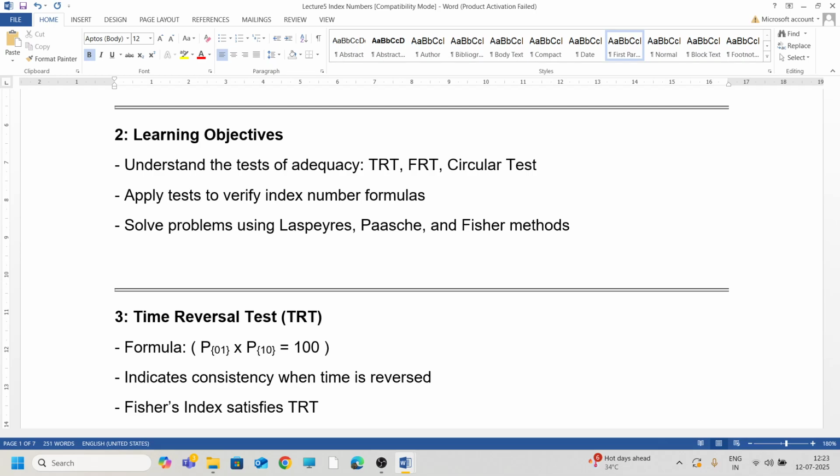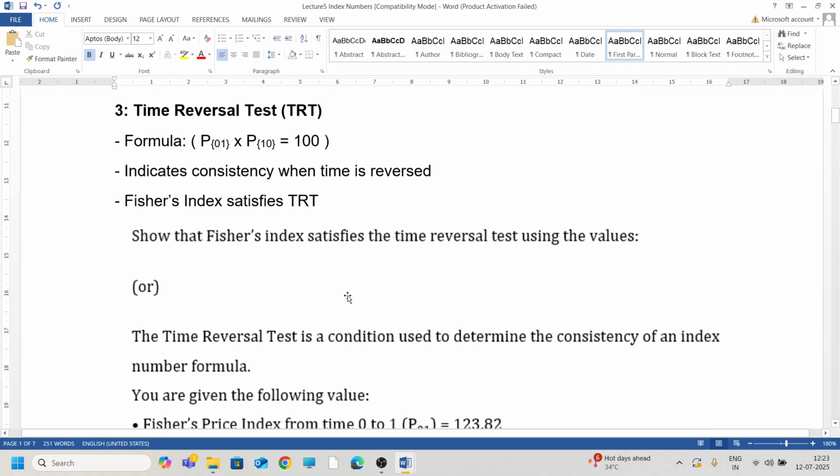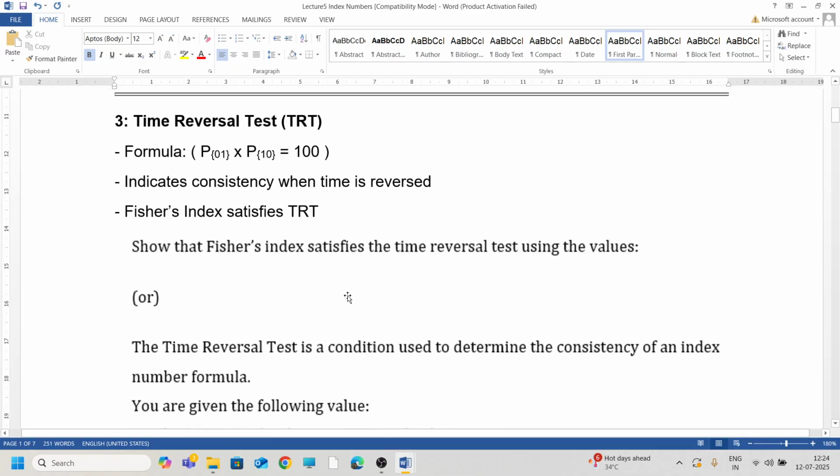Next, time reversal test, TRT. Formula: P01 into P10 equal to 100. Indicates consistency when time is reversed. Fisher's index satisfies TRT. So the time reversal test ensures that if we reverse time in our calculation, the product of the forward and reverse indices should be 100. Fisher's ideal index satisfies this test.